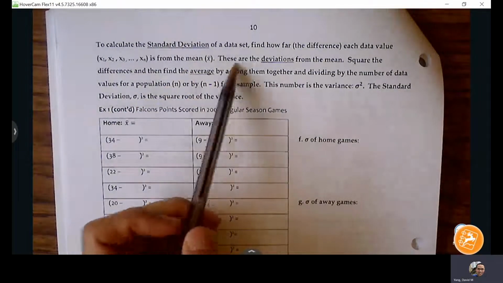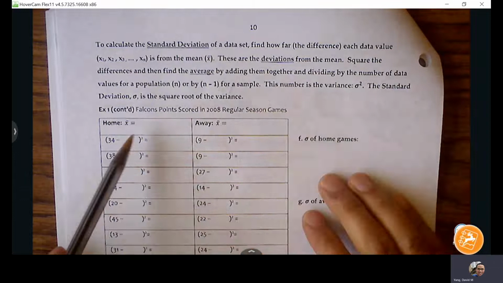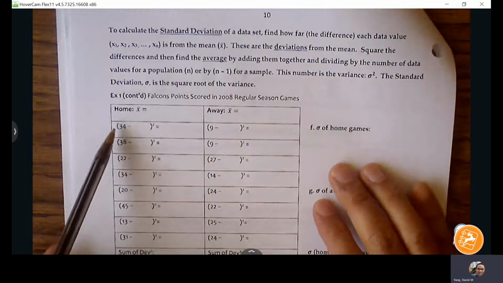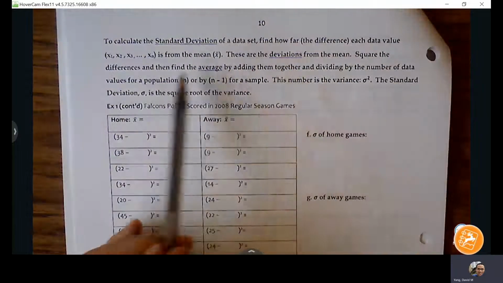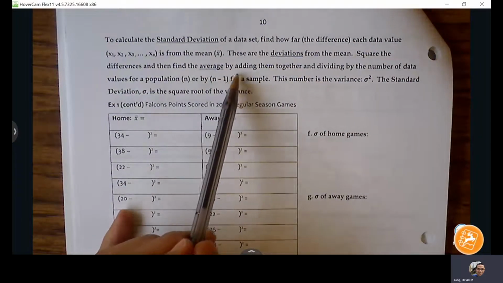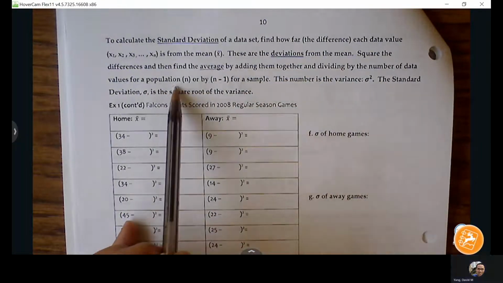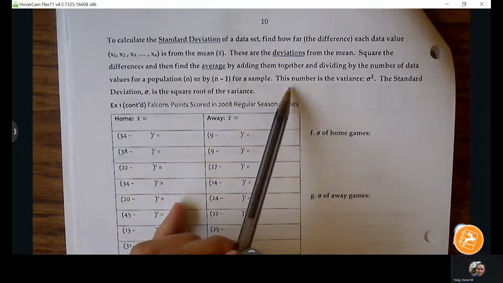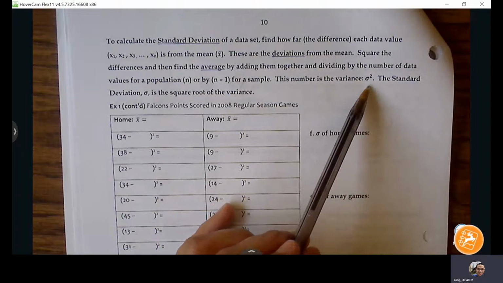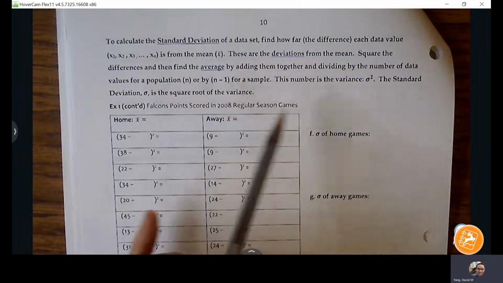Okay, so standard deviation, very similar to mean absolute deviation that we experienced yesterday. We're going to find the mean, and we're going to have to subtract it from every term here. So these are the deviations from the mean. We square the differences, and then we find the average by adding them together and dividing by the number of data, population n, or by n minus 1 for a sample. Right now, I think we're going to just focus on population. This number is the variance. Standard deviation is the square root of the variance.